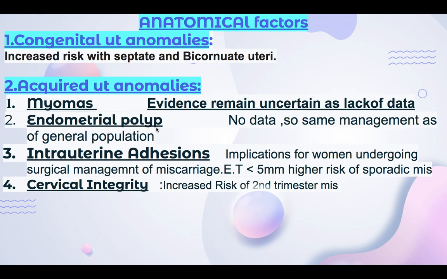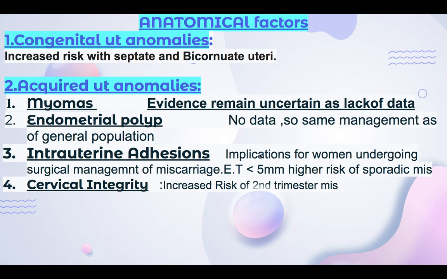In endometrial polyp as well, there is no data. So same management as the general population. They are not recommending any particular management like removal of polyp or removal of myoma for any of these anomalies. So if any of these questions come, you are not going to choose the option that removes the myoma or does the myomectomy. You are not going to choose polypectomy. If they say that the patient is having miscarriage and she's having endometrial polyp, you're not going to choose that because there is no evidence. We are not going to change the management.